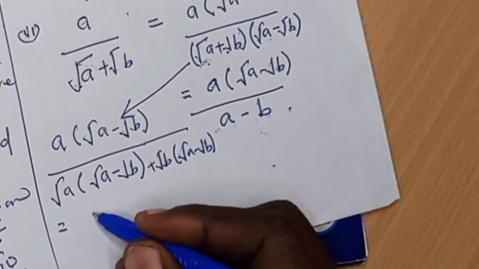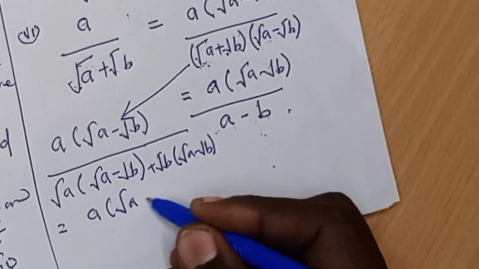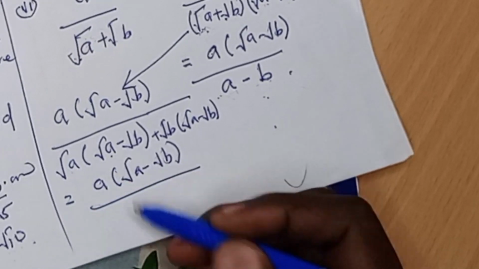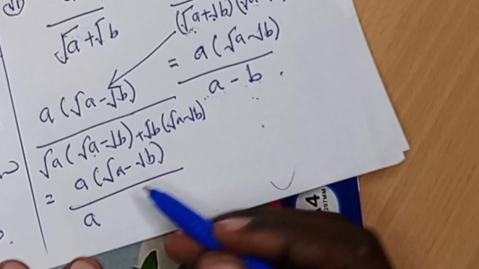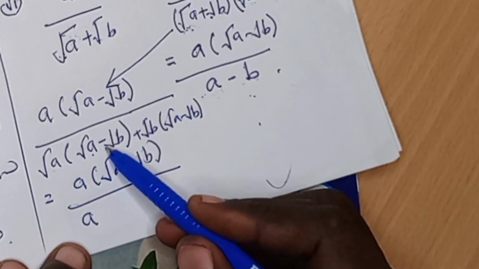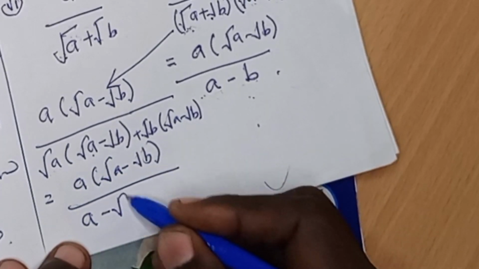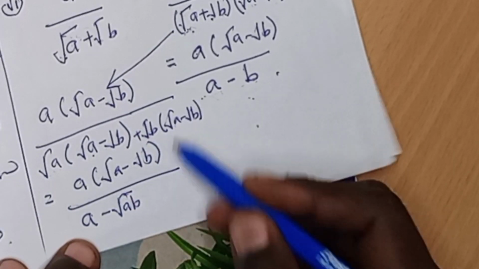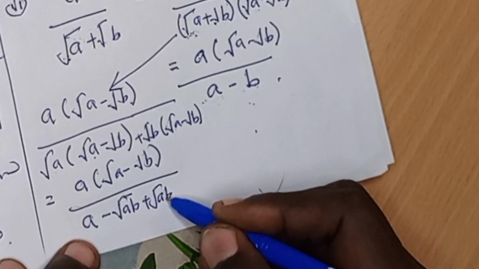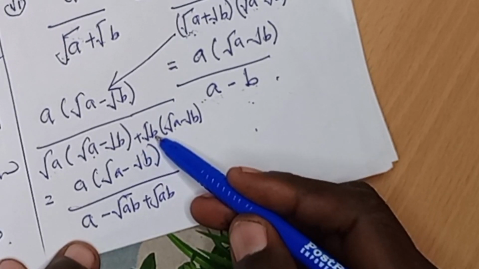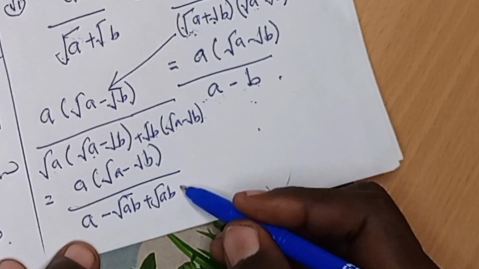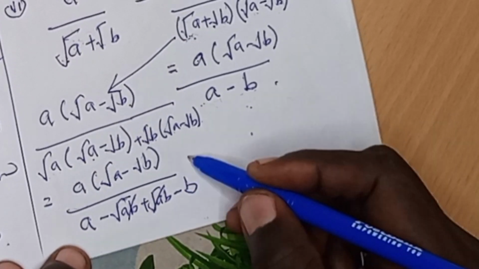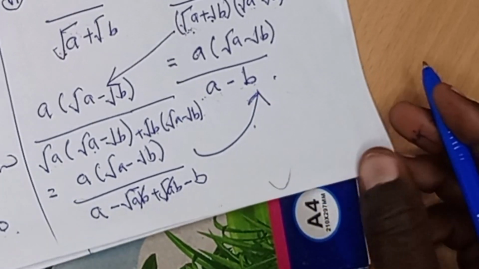Then this is now equaling to A into root of A minus root of B over root of A times root of A. Here we get A as per the rule. Then root of A times negative root of B, we get negative root of AB. Also positive root of B times positive root of A, we get plus root of AB or BA. Then positive root of B times negative root of B, we get minus B as per the rule. So these two will cancel, giving us back that very statement.